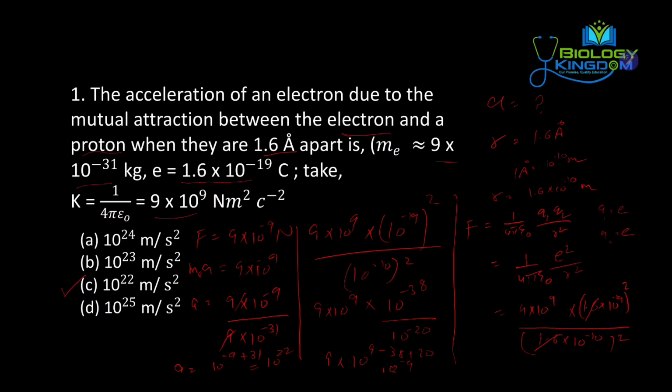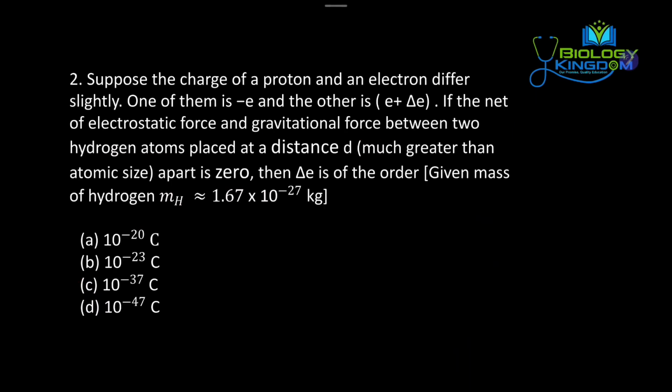Okay, I hope you understood this. Now we'll move further to question number 2, and the question is asking about, suppose the charges of proton and electron differ slightly. One of them is minus E and other is E plus delta E. We know that we'll take here, so two charges are given. We'll take one charge as minus E and another charge as E plus delta E.